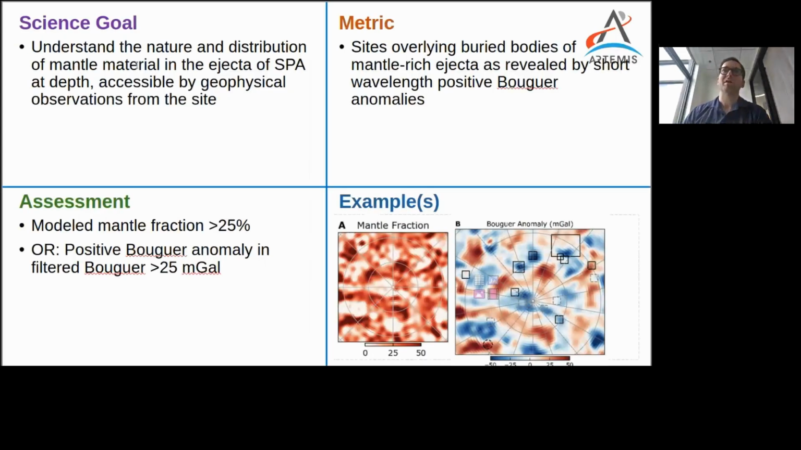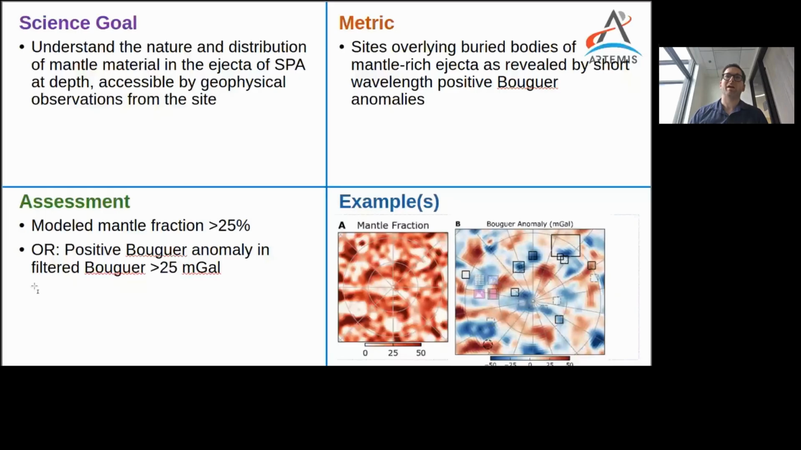So one figure of merit was understanding the nature and distribution of mantle material in the ejecta of SPA at depth, and that would be accessible from geophysical observations from the landing site. So you want to understand the broad context of this mantle material at depth within this SPA ejecta blanket. And so you would want to look for sites that are overlying buried bodies of mantle-rich ejecta, which is revealed by these short wavelength positive Bouguer anomalies.